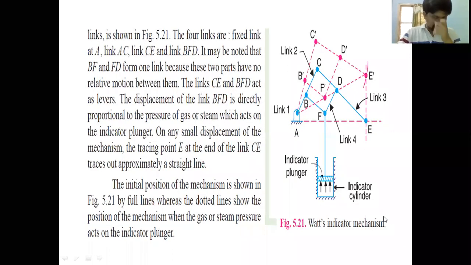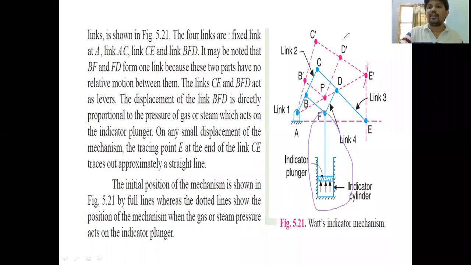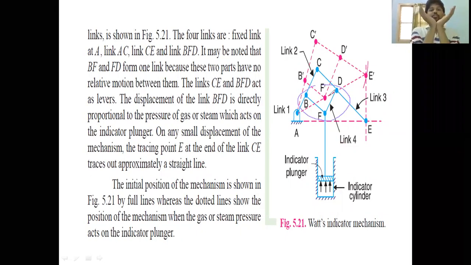What is happening here is that at F, there is something connected to this plunger or some cylinder. You have a piston cylinder arrangement. The displacement of the link, that means if this BFD link has some displacement, it is directly proportional to the piston arrangement. This is our BFD and it is moving in some way.